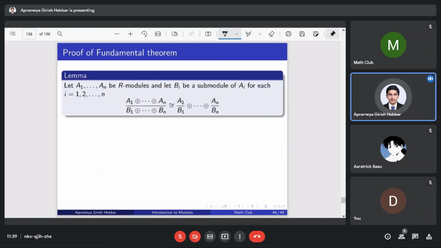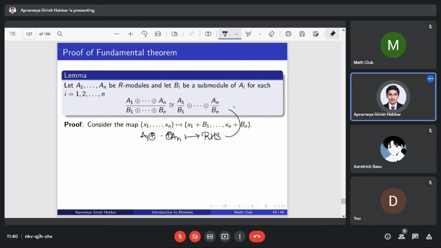So the lemma says that if A1 up to An are R modules and the Bi's are submodules, then you can actually split it, given that you have n modules. So this looks like some symmetry, or how does one prove it? It's actually easy. You just consider this map. So basically this map goes from A1 direct sum A2 direct sum An to the RHS, the right hand side over here.